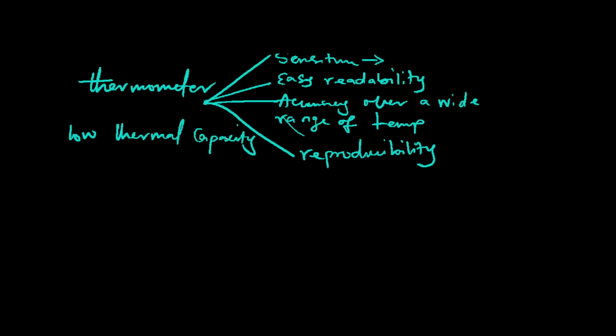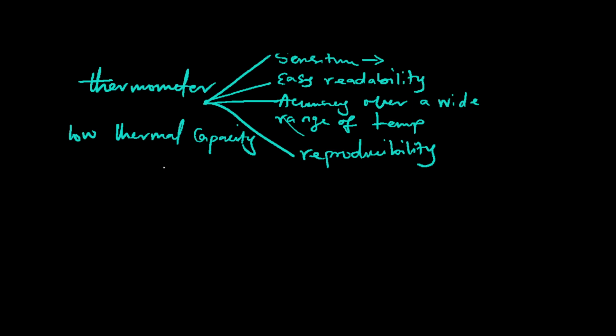Low thermal capacity means what? It means highly sensitive. When something has a low thermal capacity, it means it's highly sensitive. What do you mean by thermal capacity? Thermal capacity is the quantity of heat required to increase the temperature of a body by 1 degree or 1 Kelvin. So if a body requires a very small amount of heat to increase its temperature, that means the body is sensitive.